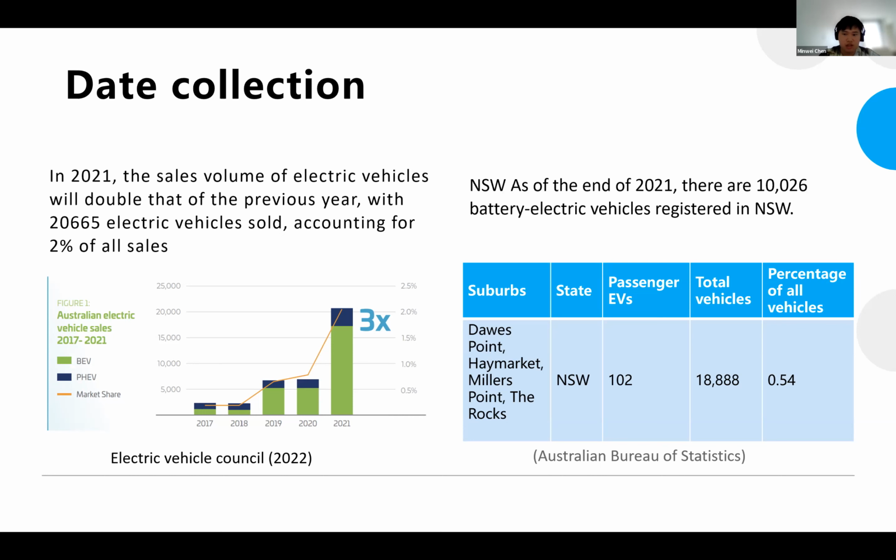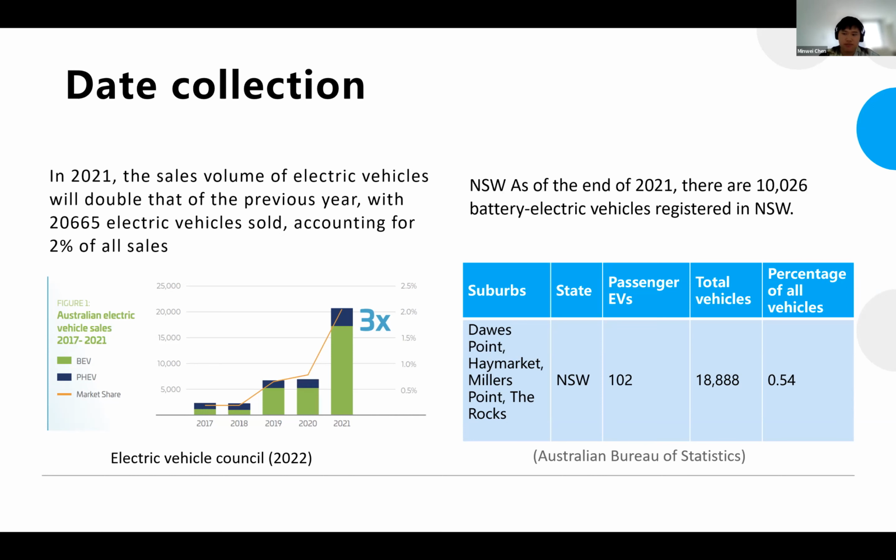Based on data from the Electric Vehicle Council and the Australian Bureau of Statistics in 2022, the sale of electrical vehicles will treble compared with the previous year, accounting for 2% of all sales. The report also discussed the current state of charging limits for electrical vehicles, since the technology of electrical vehicles cannot accommodate the power supply that some fast charging can distribute.